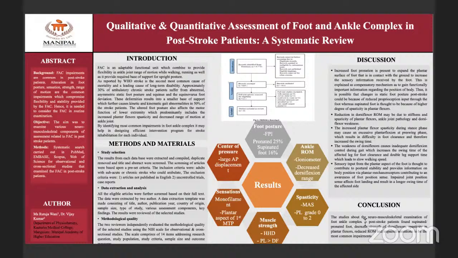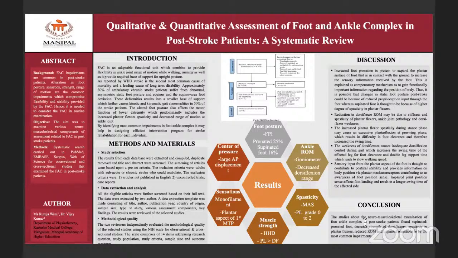Yes, your screen is visible. My topic is qualitative and quantitative assessment of foot and ankle complex in post-stroke patients, a systematic review. As we know, the foot and ankle is a highly complex and adaptable functional unit, which combines flexibility as well as stability to maintain the upright posture. The foot is the direct source of contact with the ground, and thus its function is important in weight-bearing tasks. On the other hand, stroke is a major problem affecting health worldwide, and as reported by WHO, it is the second most common cause of mortality and the leading cause of disability.